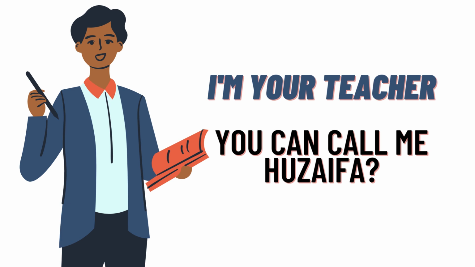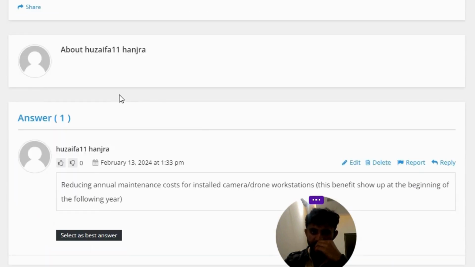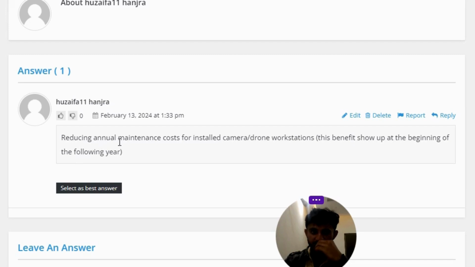So our today's question is: the benefits of current and cumulative expenditures for camera drone product R&D do not include which of the following. The correct answer to the question is reducing annual maintenance costs for installed camera drone workstations. This benefit shows up at the beginning of the following year. So that's the correct answer to the question.